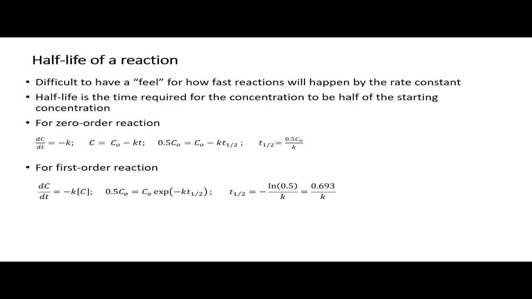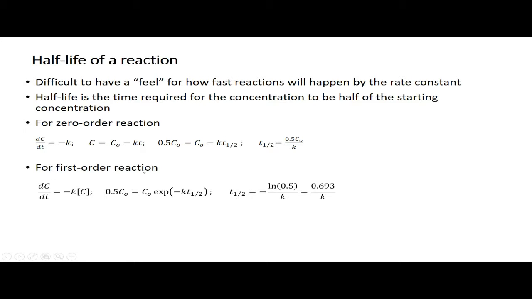So half-life of reactions is useful when you get a reaction rate constant, to get a feel for how fast the reaction is happening. So a half-life is the time required for a concentration to be half the starting concentration. So just simple math will tell you that for a zero-order reaction, this half-life is equal to half of the initial concentration divided by the rate constant.